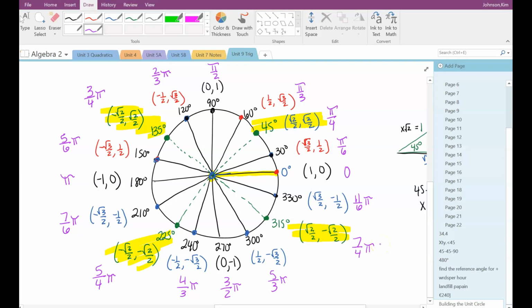All right, we finished in under 20 minutes. That's it. You can rewatch the video as many times as you need, but we're going to be working with this circle all this week.